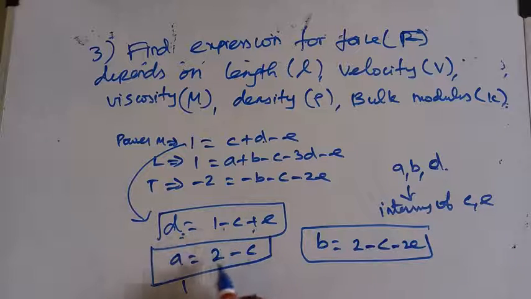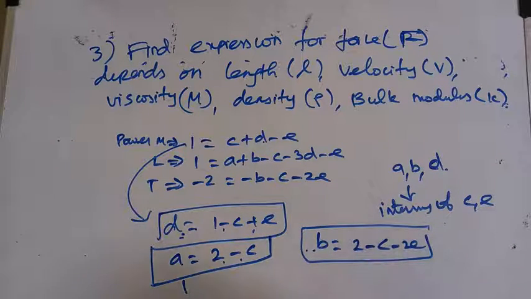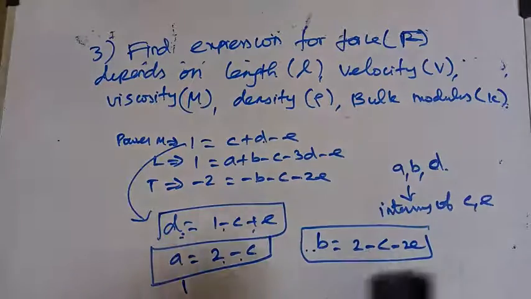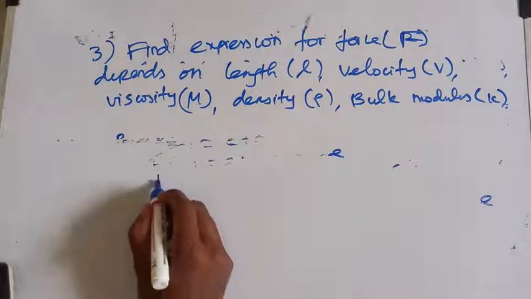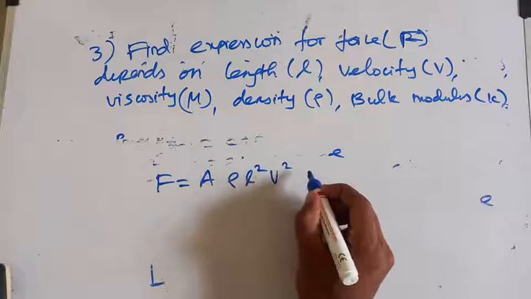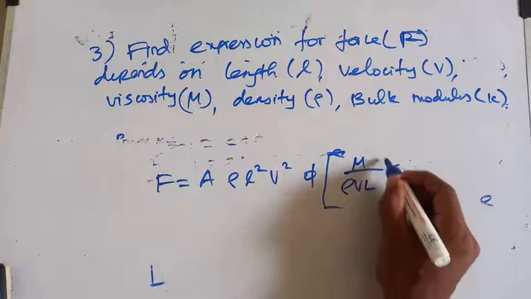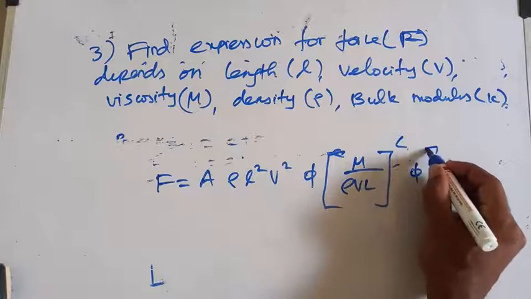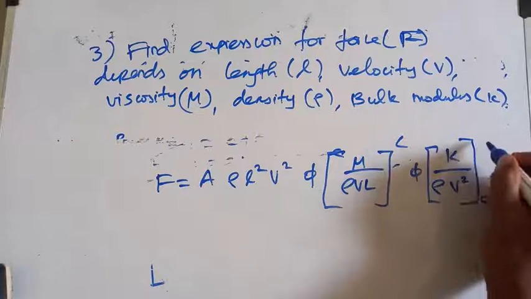If you substitute a, b, d in terms of c and e itself, and if you solve and consolidate c's terms, constant terms and e's power terms, you will get a final equation as drag force is equal to rho L square v square times a function of two things. One is mu by rho v L power c, another is a function of bulk modulus divided by rho v square power e.